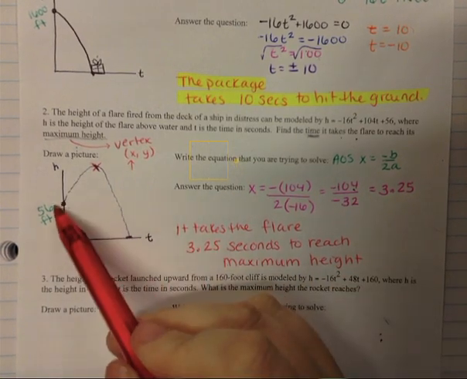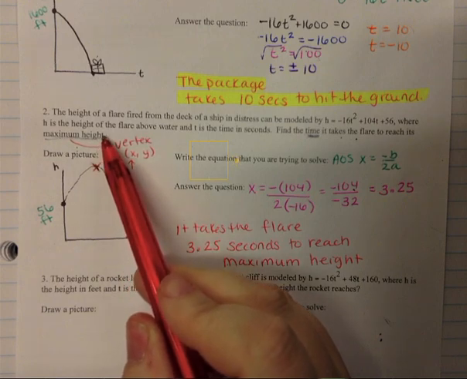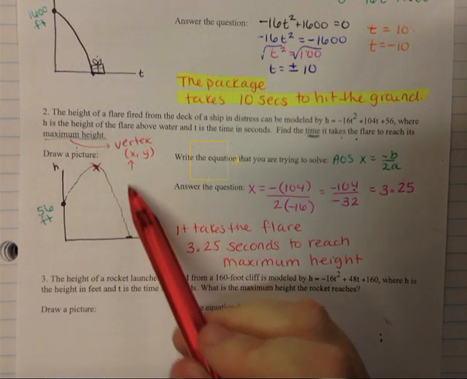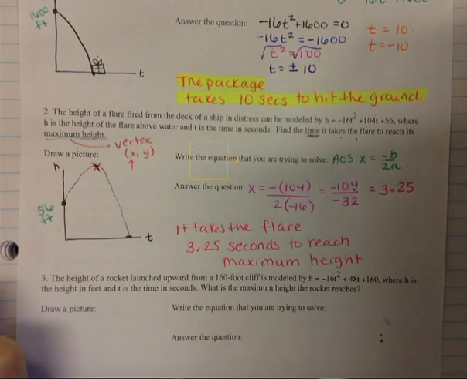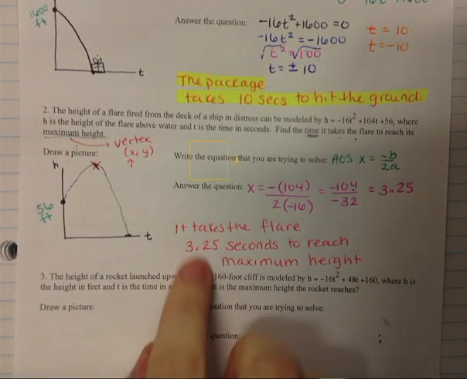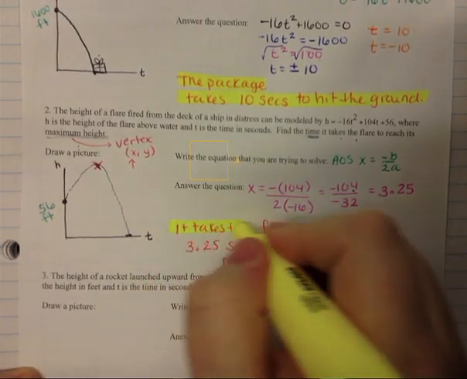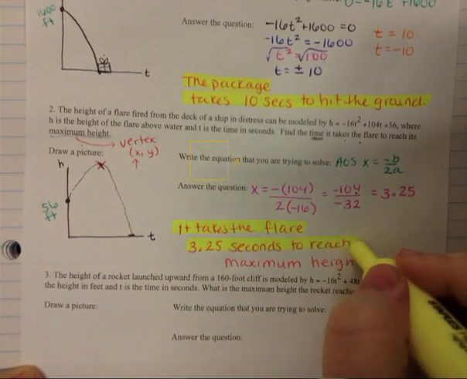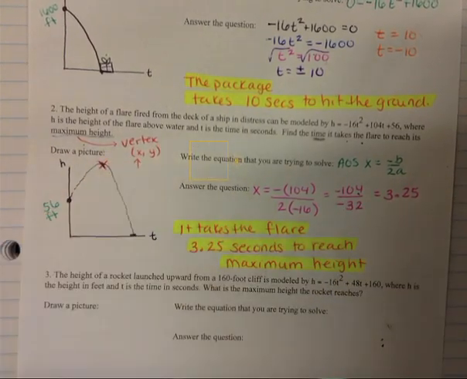So after it's been shot, it'll take 3.25 seconds to get up to its maximum, and then it'll start coming back down. So it doesn't take long for it to get up to the maximum. So this answer would make sense. It takes the flare 3.25 seconds to reach its maximum height, because all we're doing is finding the time, which on your vertex is just your axis of symmetry.